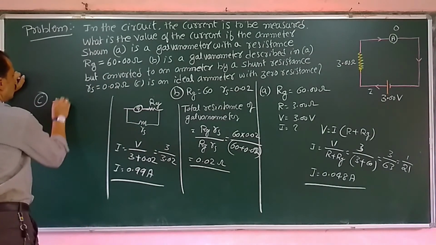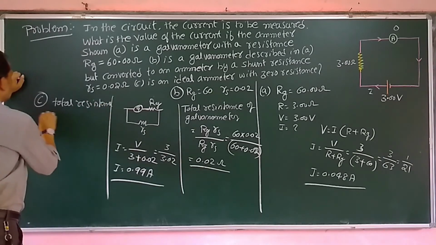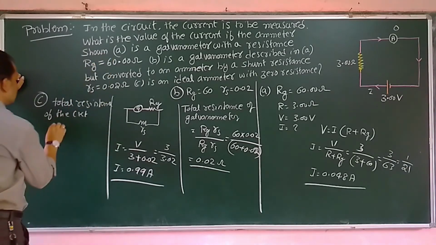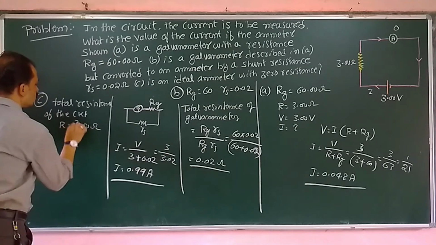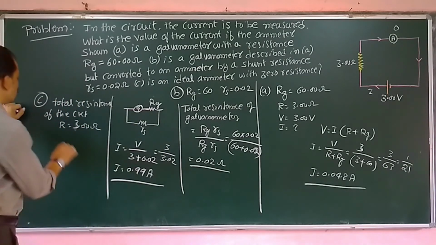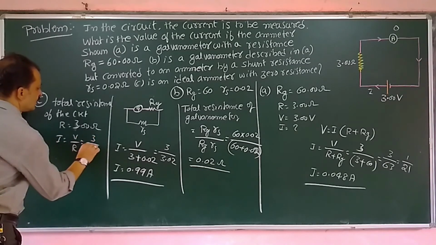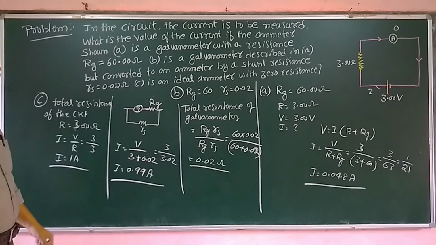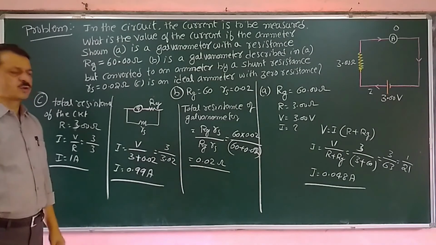Therefore, the total resistance of the circuit, how much is it? It is only 3 ohms. Therefore, the current through the circuit in the third case is V by R. It is 3 by 3. Current flowing through the circuit is 1 amp. So like that we are going to solve the problems.